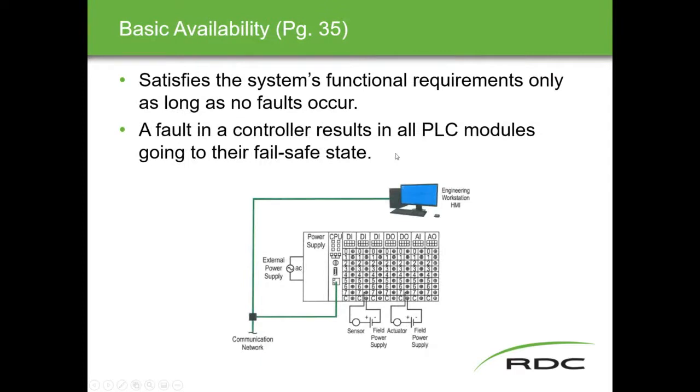Okay, basic availability is basic. Okay, let's get that out of the way first. We're going to start out with basic, then we're going to have the next one, which is not so basic, and then we're going to have the last one, which is the gold standard. Basic availability satisfies the system's functional requirements only as long as no faults occur. If we were to have a fault in the controller, it results in all the modules going to their fail-safe state. So, not what we would call very reliable or very secure or very safe, and definitely not redundant. Okay, very basic. As long as nothing is bad, everything works. As soon as something is bad, nothing works.